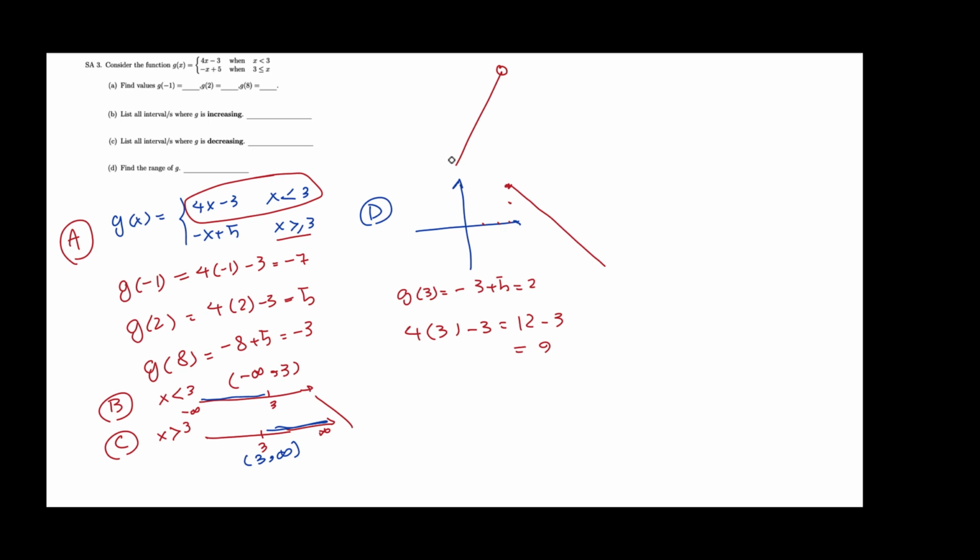The important part is that I can get every y value from negative infinity all the way to that point 9. So the answer is negative infinity to 9, not including 9. Again, both lines are going toward negative infinity.